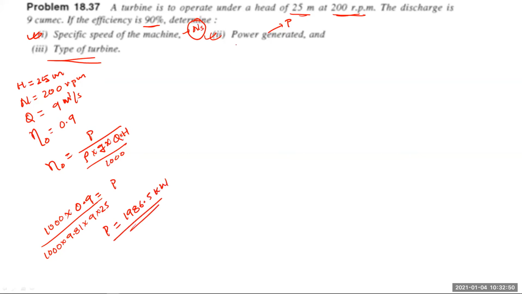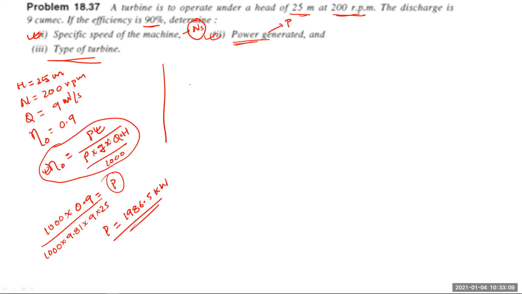This is what is asked in your part 2. From that derivation, you see that I have started with your overall efficiency. So you have to use this formula to get the value of power. This is how the efficiency term is related to your power term.